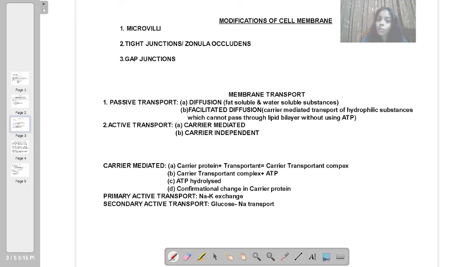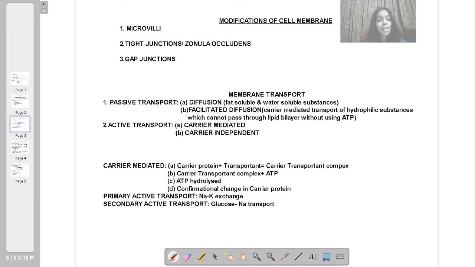The first video had shown us the basic features of a eukaryotic cell, the generalized features found in a eukaryotic cell, and then we had a discussion about the structure of cell membrane. We discussed three models of cell membrane structure and we gave emphasis on the fluid mosaic model, which is the most accepted one.